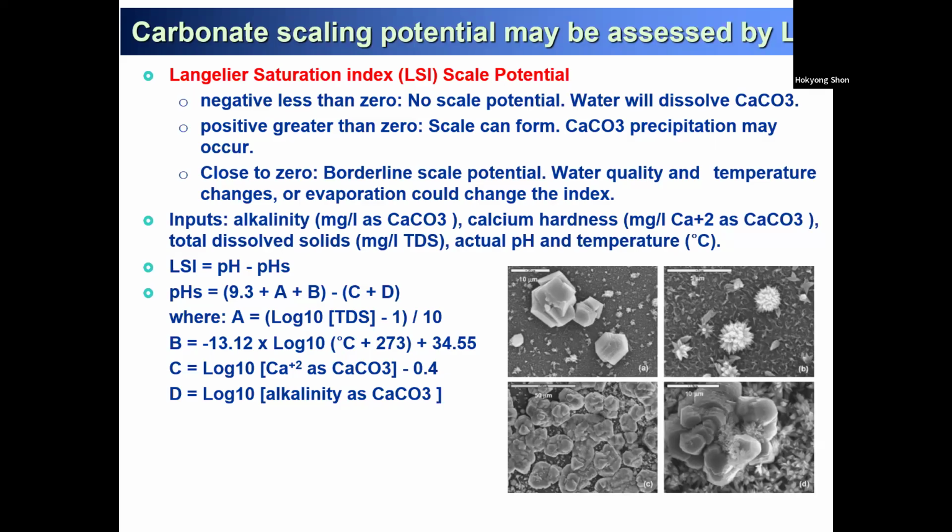So when you have a higher temperature, you may have more fouling potential. You can see what temperature will affect overall: log 10, your temperature plus 273 plus 34. So you will calculate the B value in terms of temperature. C is the calcium concentration. The calcium concentration is high in seawater.